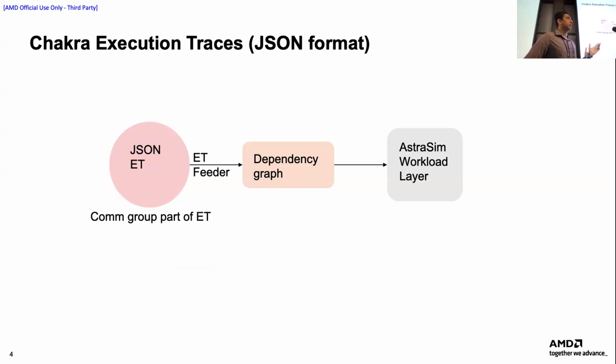Like previous formats such as protobuf, you can either have one JSON ET per NPU or have a single JSON ET that represents the entire workload. And the ET feeder will consume this JSON ET and then construct the dependency graph in memory, which in turn can be presented to the ASTRA-sim workload layer for processing.